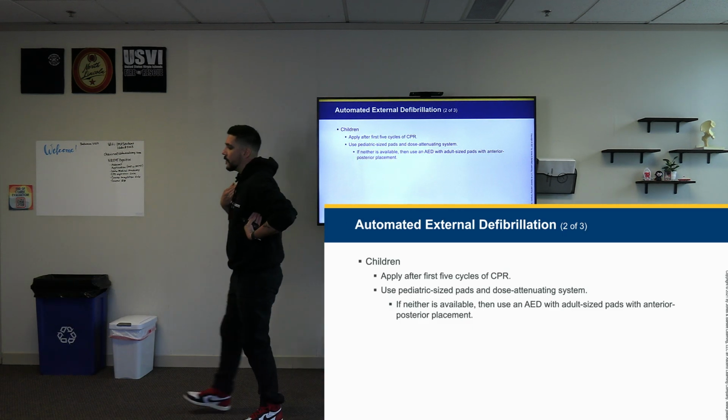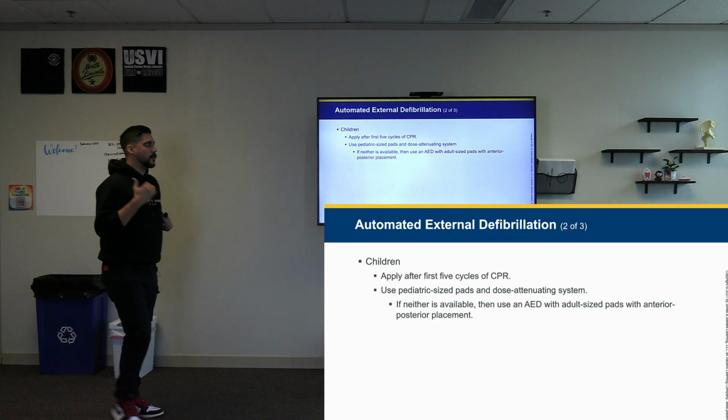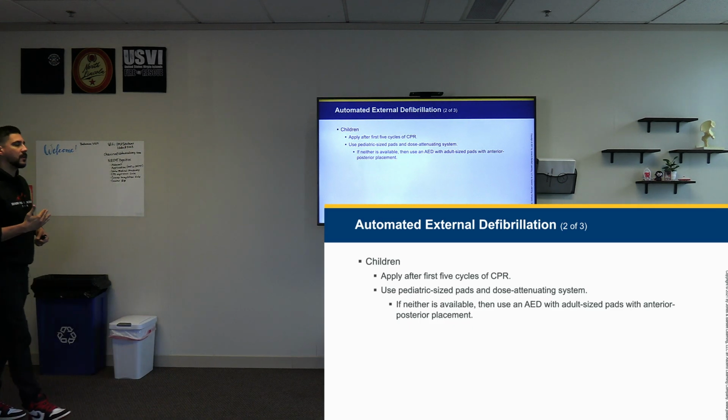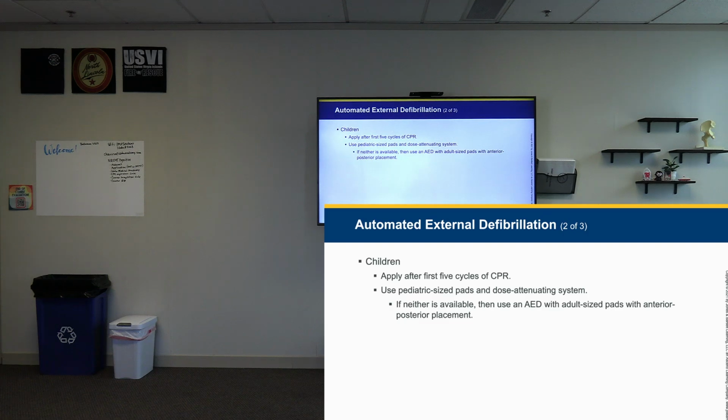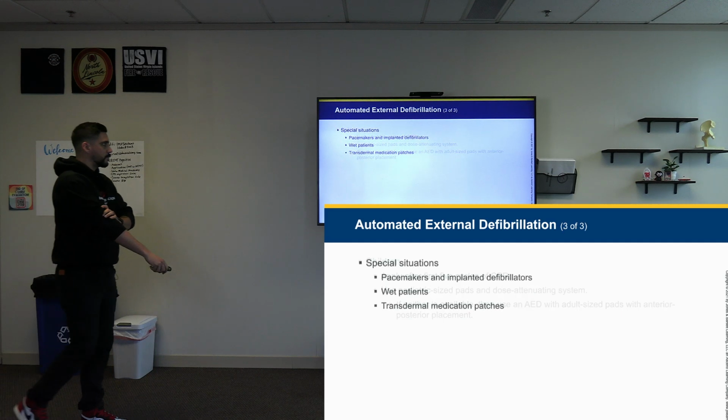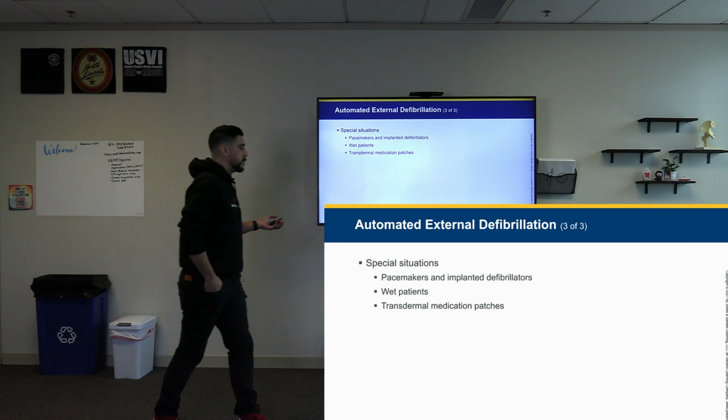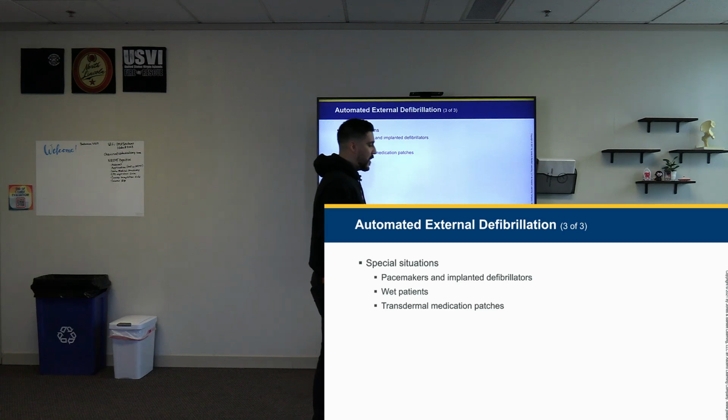If we do not have those pediatric pads, we will do an anterior-posterior with the adults, meaning an adult pad will be on the front of the chest, and then one pad will be on the back, hopefully lined up symmetrically through the torso. Now, there are going to be some specific situations that we have to keep in mind.